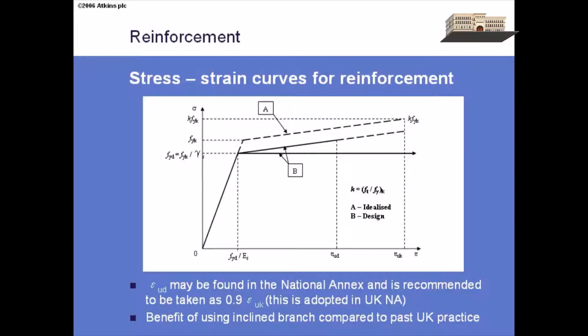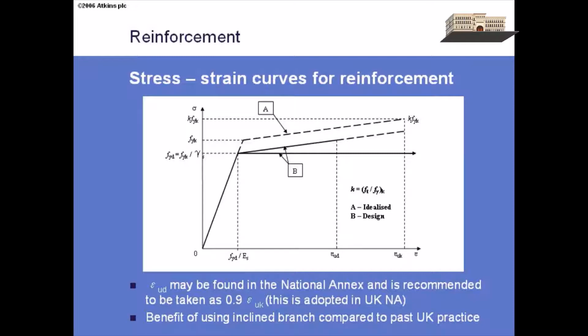I think there's a numerical example coming up, but for ductility class B reinforcement, if you've got relatively low reinforced sections, it will give you 7% more bending resistance than the horizontal line, so it's just 7% for nothing, really.